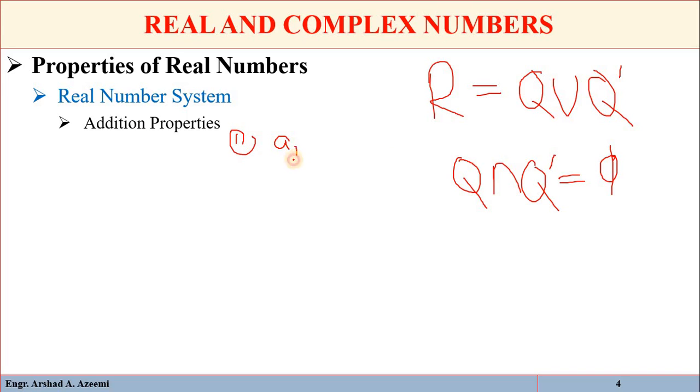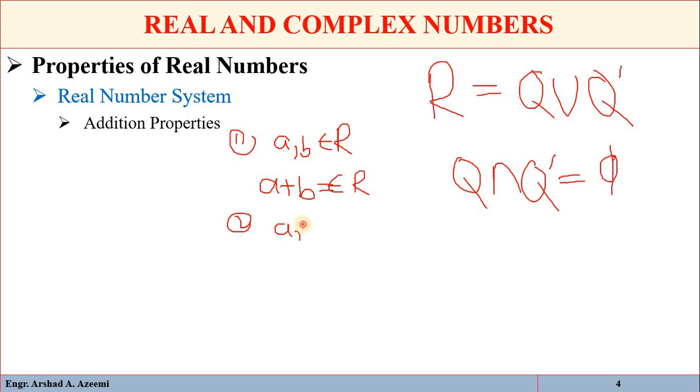For example, if we have two numbers a, b which belong to real numbers, then if we add these two numbers, again it will give us a real number. That is called the closure property with respect to addition. Second, we have the associative property with respect to addition.